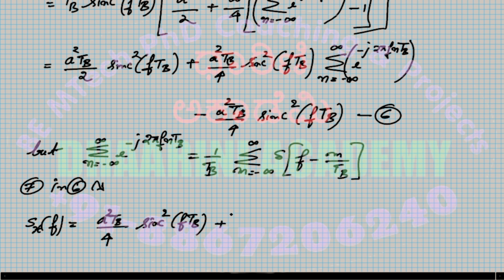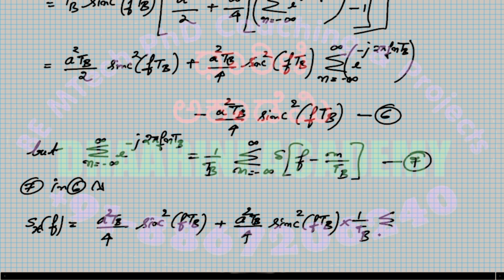And the second term, whatever we had earlier, I'll write with the new update, that is after substituting this equation number 7 back in 6. So this is A square tb divided by 4. The sinc square still exists. Sinc square of f tb into the term 1 by tb into the summation, where m is my variable from minus infinity to plus infinity, into delta of f minus m divided by tb.